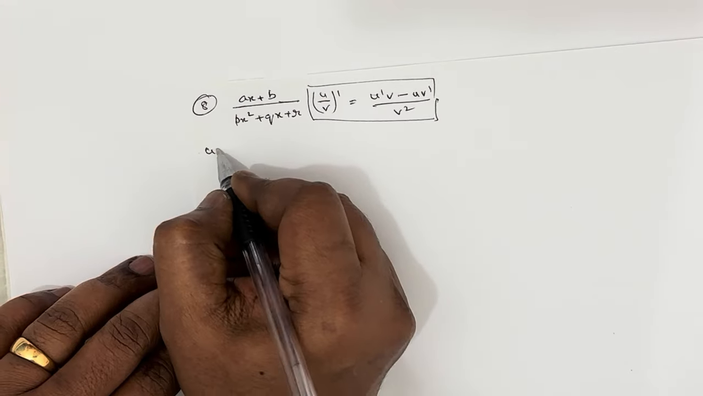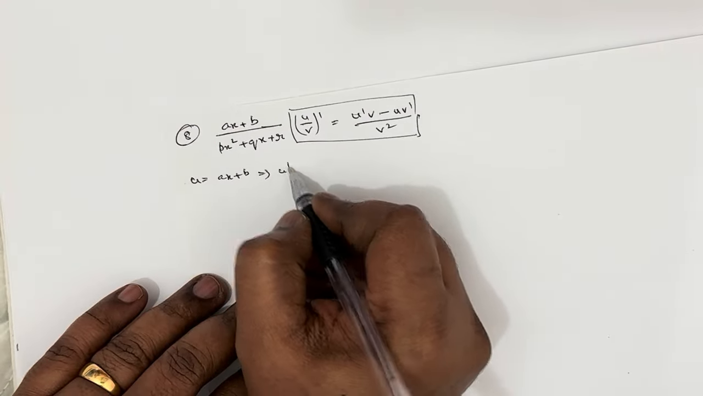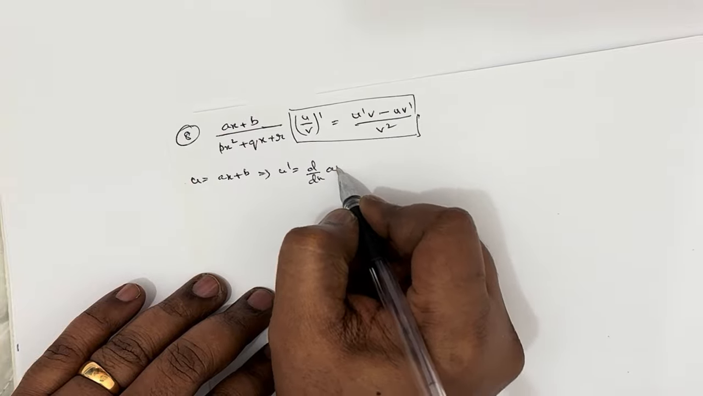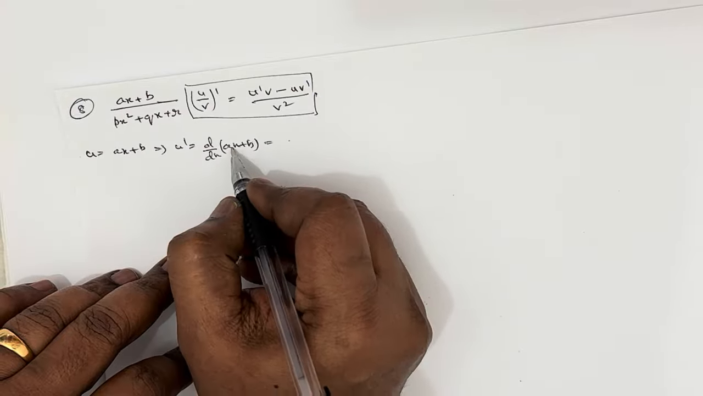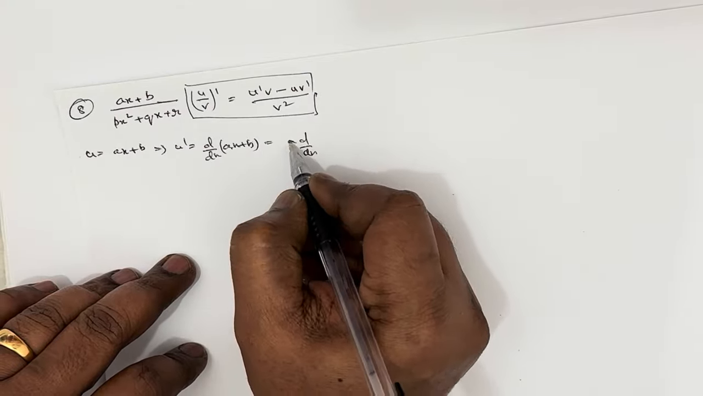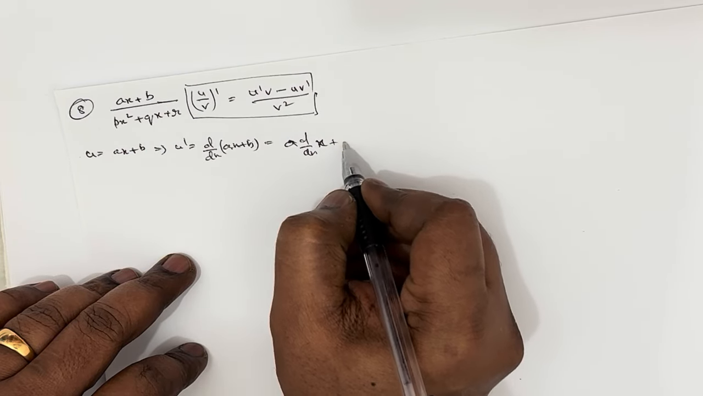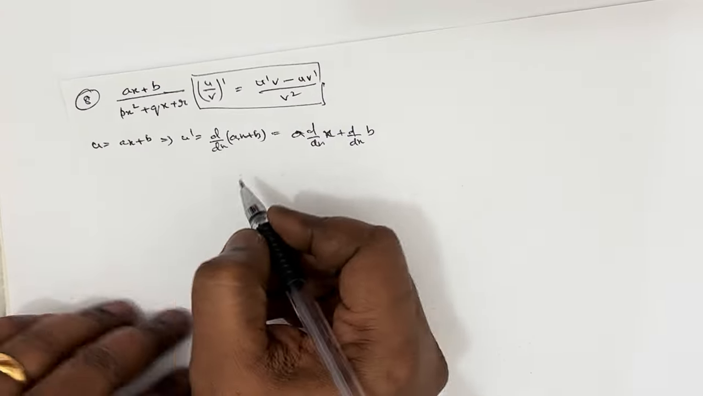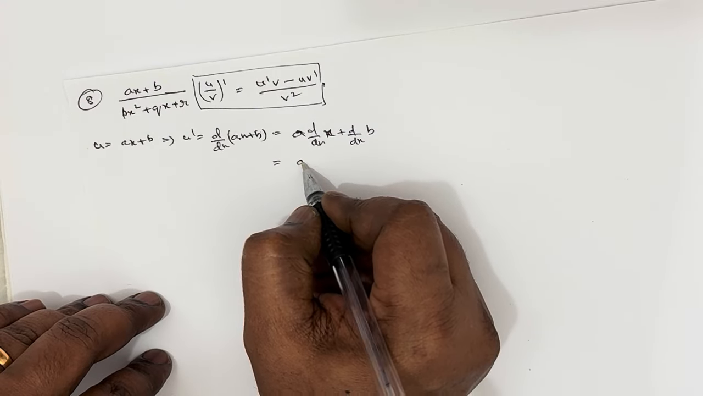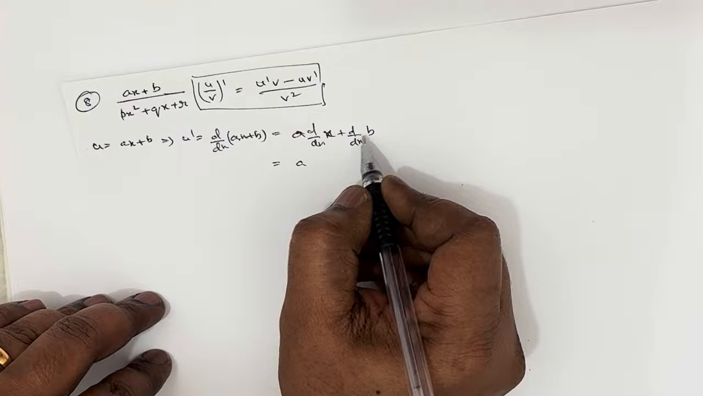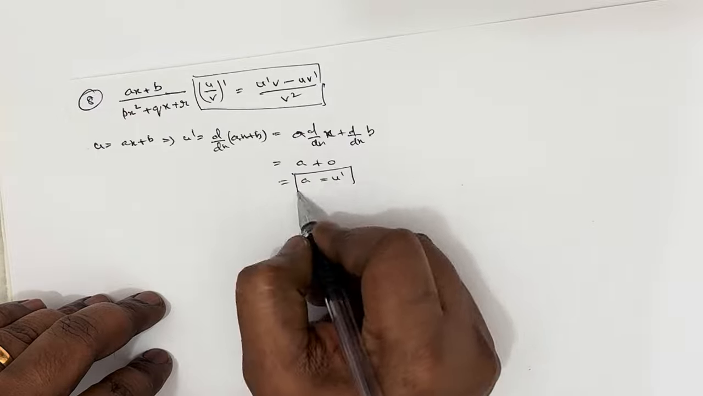Now u is equal to ax + b, which implies u dash is equal to the derivative of ax + b. a is a constant, so we'll bring it out: a d by dx of x plus d by dx of b. The derivative of x is 1, so a into 1 is a, and the derivative of the constant is 0. So this is a. This is u dash.